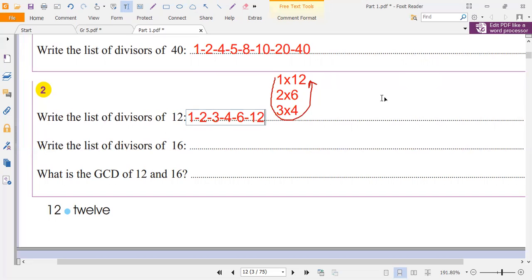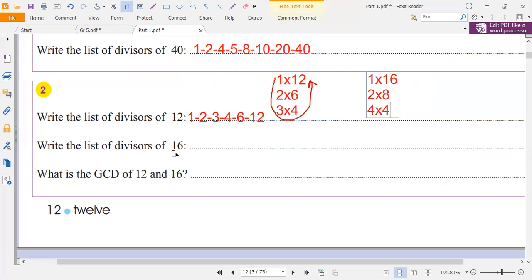Write the list of divisors of 16. We start by 1. 1 times 16. Is it divisible by 2? Yes. It is 2 times 8. By 3? No. By 5? No. The one's digit is 6. By 4? We forgot the 4. By 4? Yes, it is 4 times 4.